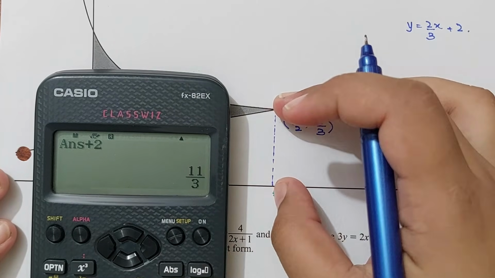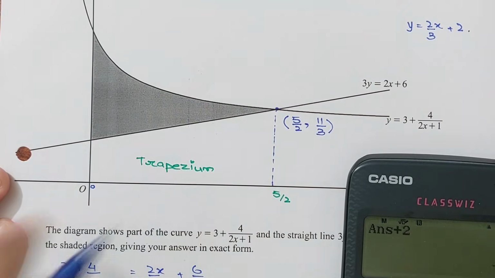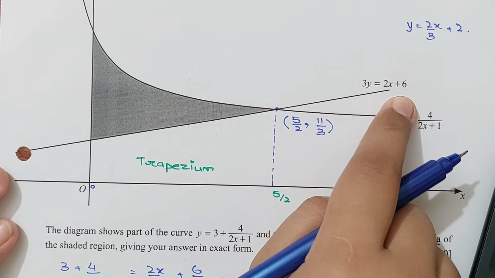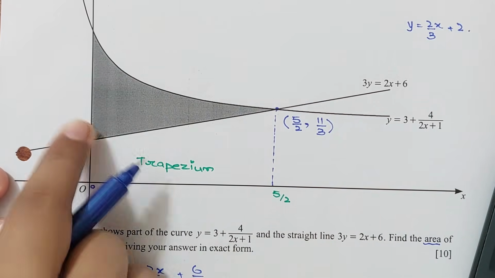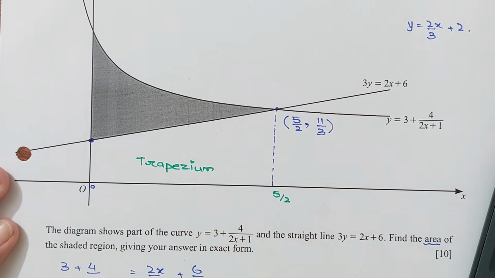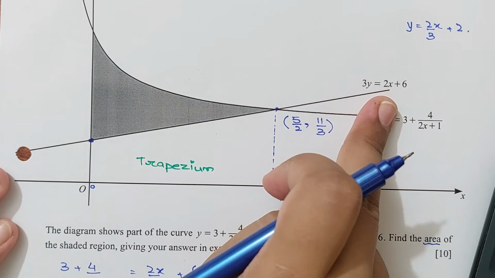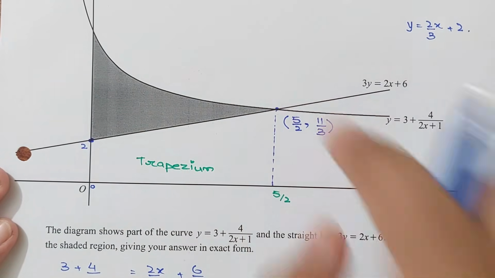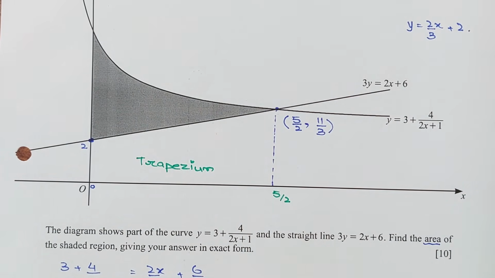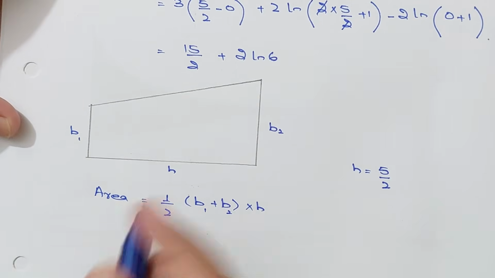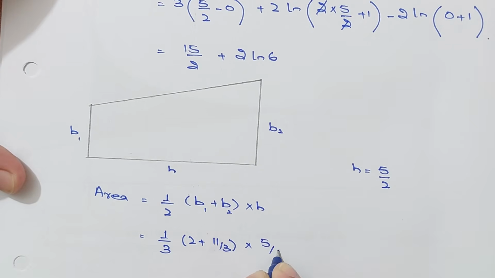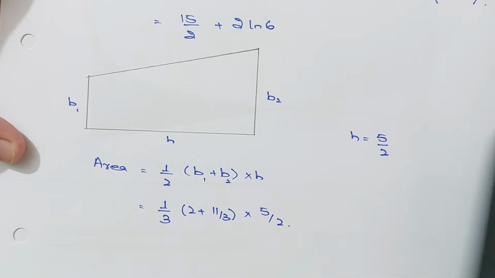Okay, so this length is 11/3, and for this length, this is the line 3y equals 2x plus 6, right? So for this line, x equals 0. Here x equals 0, we have to solve for y. When x equals 0, 2 times 0 is 0, so 3y equals 6 and y equals 2, right? So this length is 2, this length is 11/3, and the height is 5/2, right? Let me substitute here. The area of a trapezium is half (2 plus 11/3) multiplied by the height, which is 5/2, right? Now let me simplify.